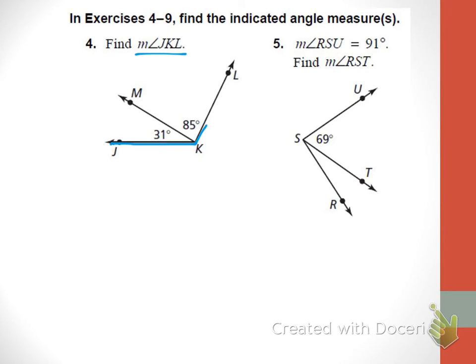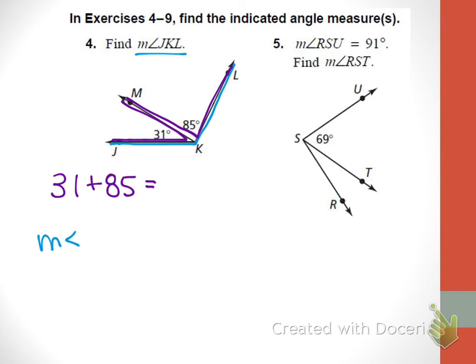Find the measure of JKL. Is this an inner angle or an outer angle? It's the outer. So what are we going to do with the two inner angles? Add them. 31 plus 85. Correct. Equals 116. So the measure of angle JKL equals 116 degrees.